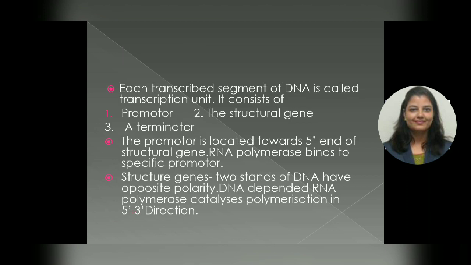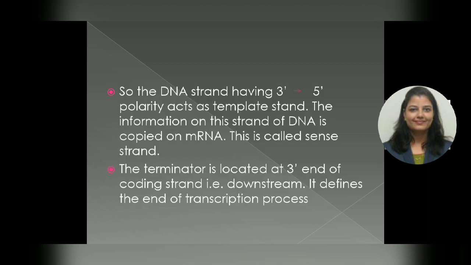Each transcribed segment of DNA is called a transcription unit, which consists of a promoter, the structural gene and a terminator. The promoter is located towards the 5' end of the structural gene. The RNA polymerase binds to the specific promoter. In the structural gene, the two strands of DNA have opposite polarity. The DNA dependent RNA polymerase catalyzes the polymerization in the 5' to 3' direction.